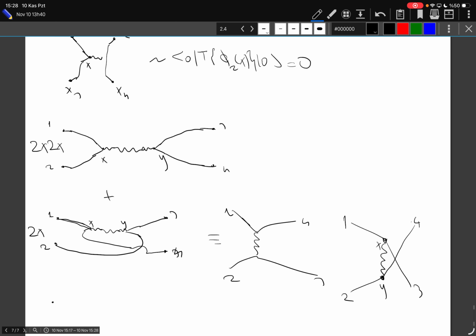Now let me look at this one. I said that 1 is contracted with one of the fields at x. Well, I have 2 options. Even another 2. Why? 1 is connected to one of the phi 1 fields at x. 3 is connected to one of the phi 1 fields at the point y. There are 2 of them.